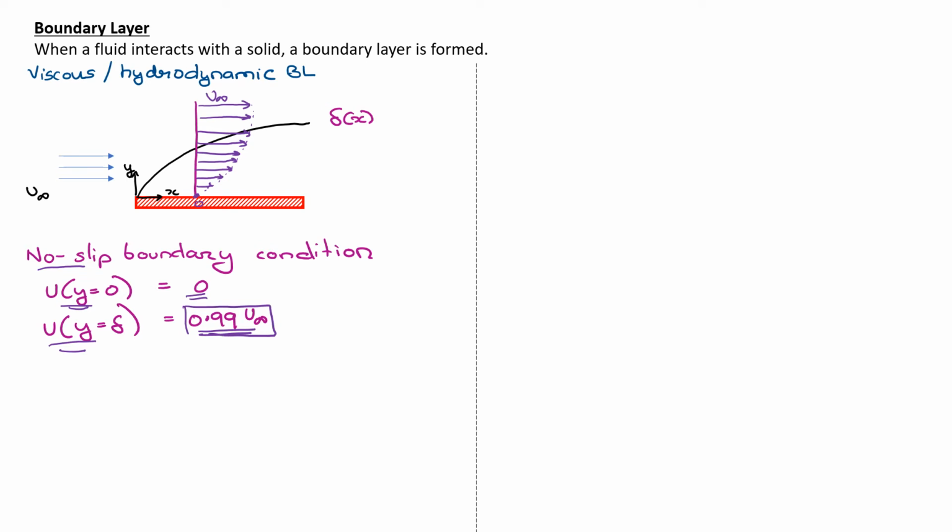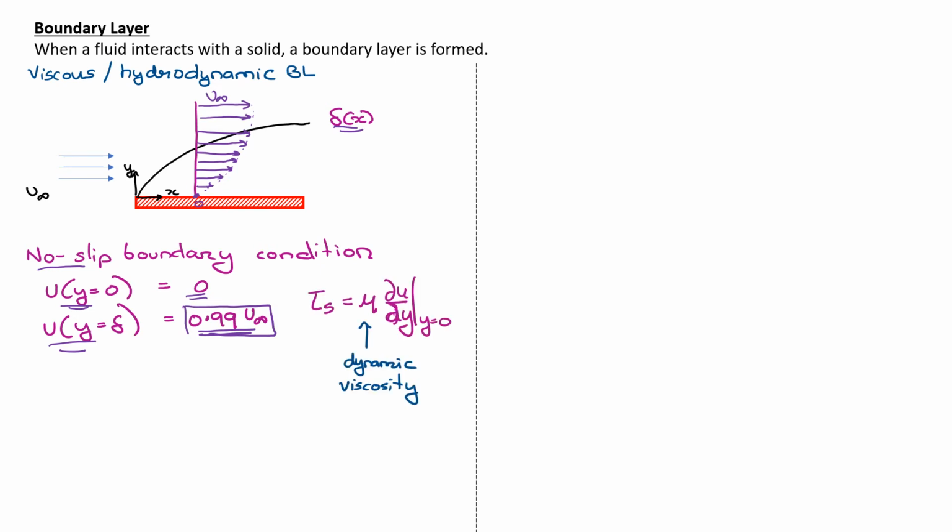After you go beyond delta of x, the viscous effects won't be seen, or you won't have any shearing between the layers of fluid. That's why you don't have velocity changing as you go higher in the y direction.